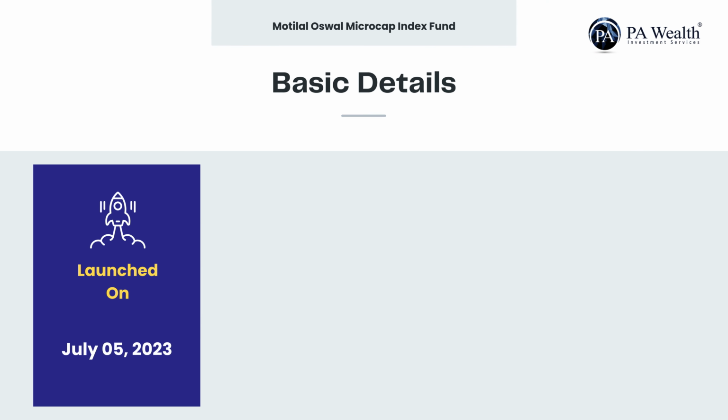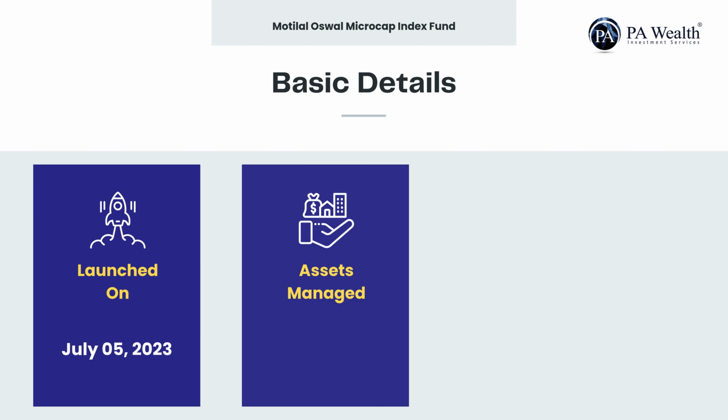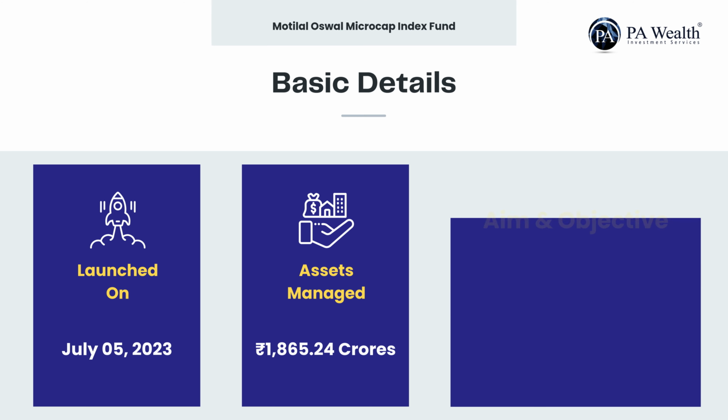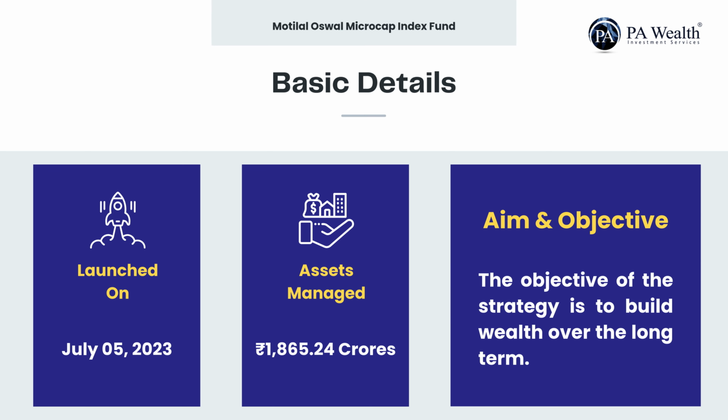Let's start with the basic details. This scheme was launched on 5th of July, 2023. This mutual fund scheme currently manages assets worth around 1,865.24 crore rupees. The objective of the strategy is to build wealth over the long term.